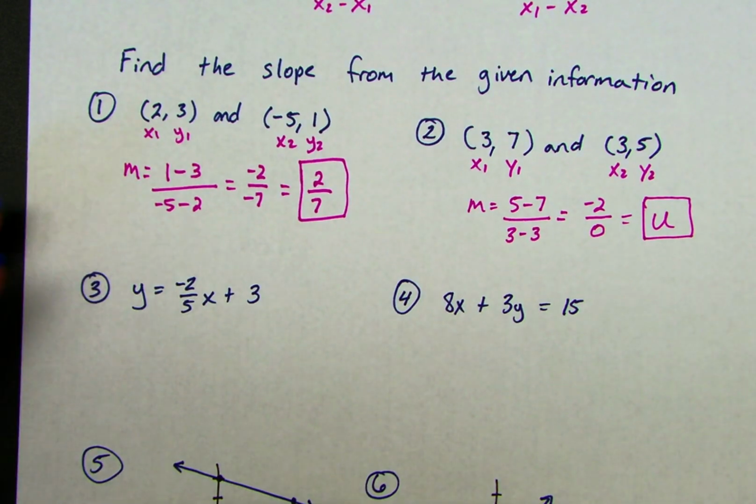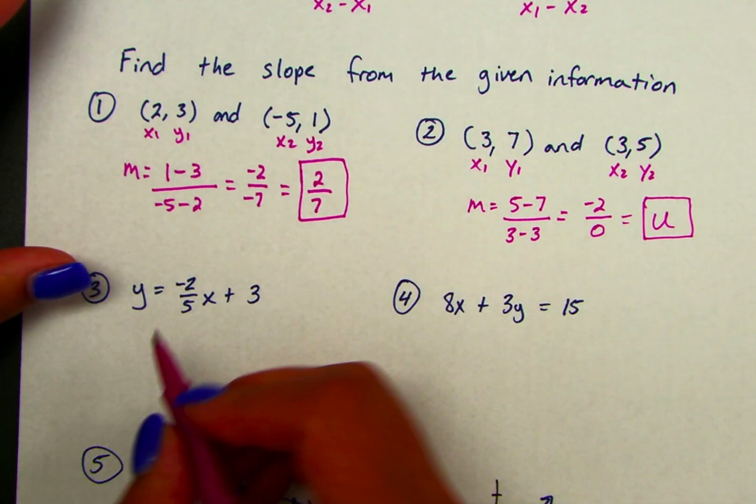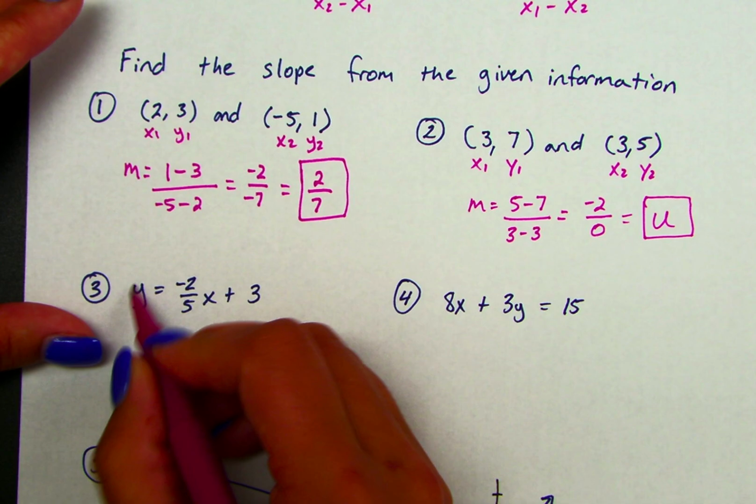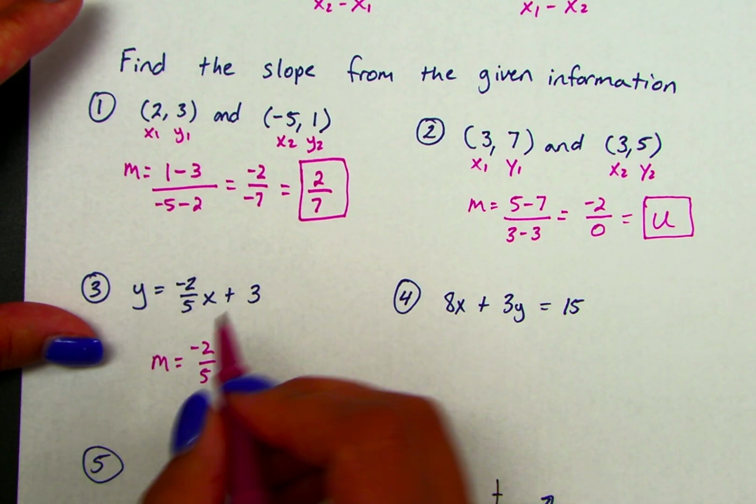Now, if we're trying to identify slope from an equation, we want it to be in the form of y equals mx plus b. So the y needs to be by itself. And then once it is, whatever number's with the x, that's your slope. So in this case, our slope is going to be negative 2/5 because our y is alone, and this is what's with the x.